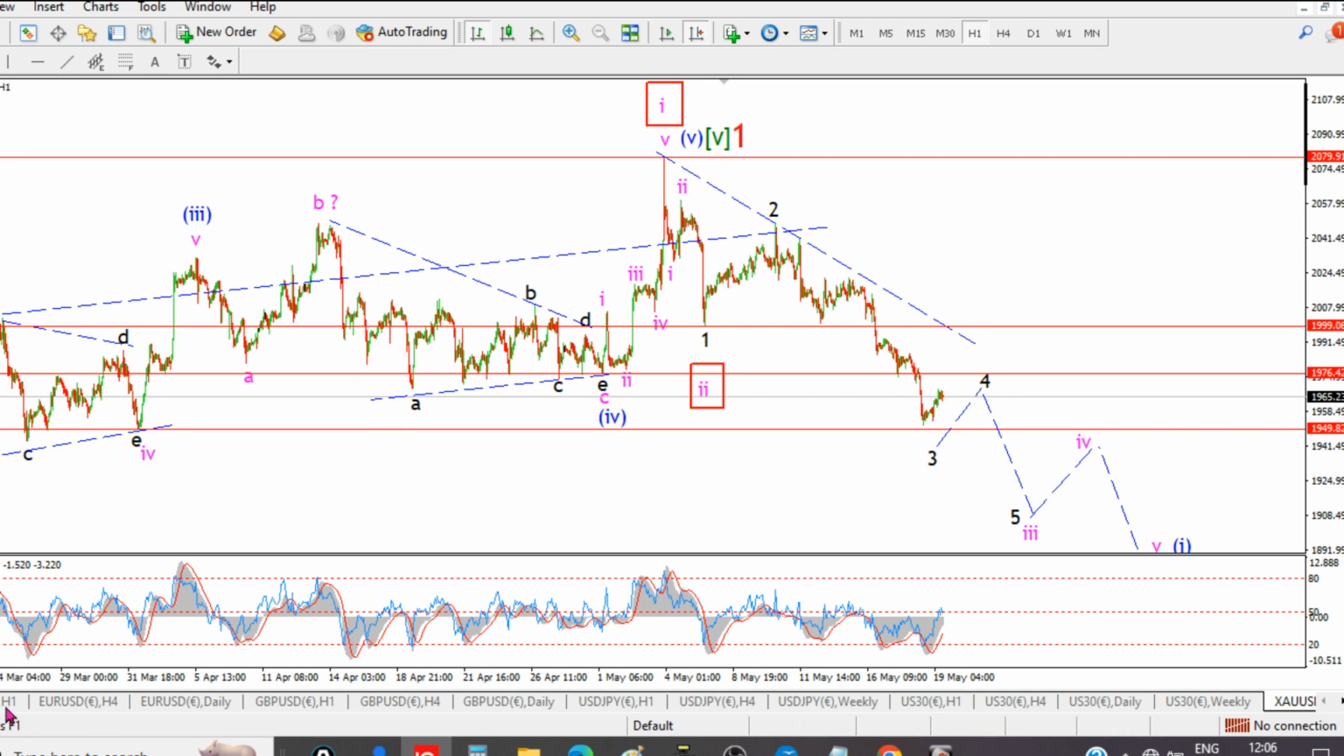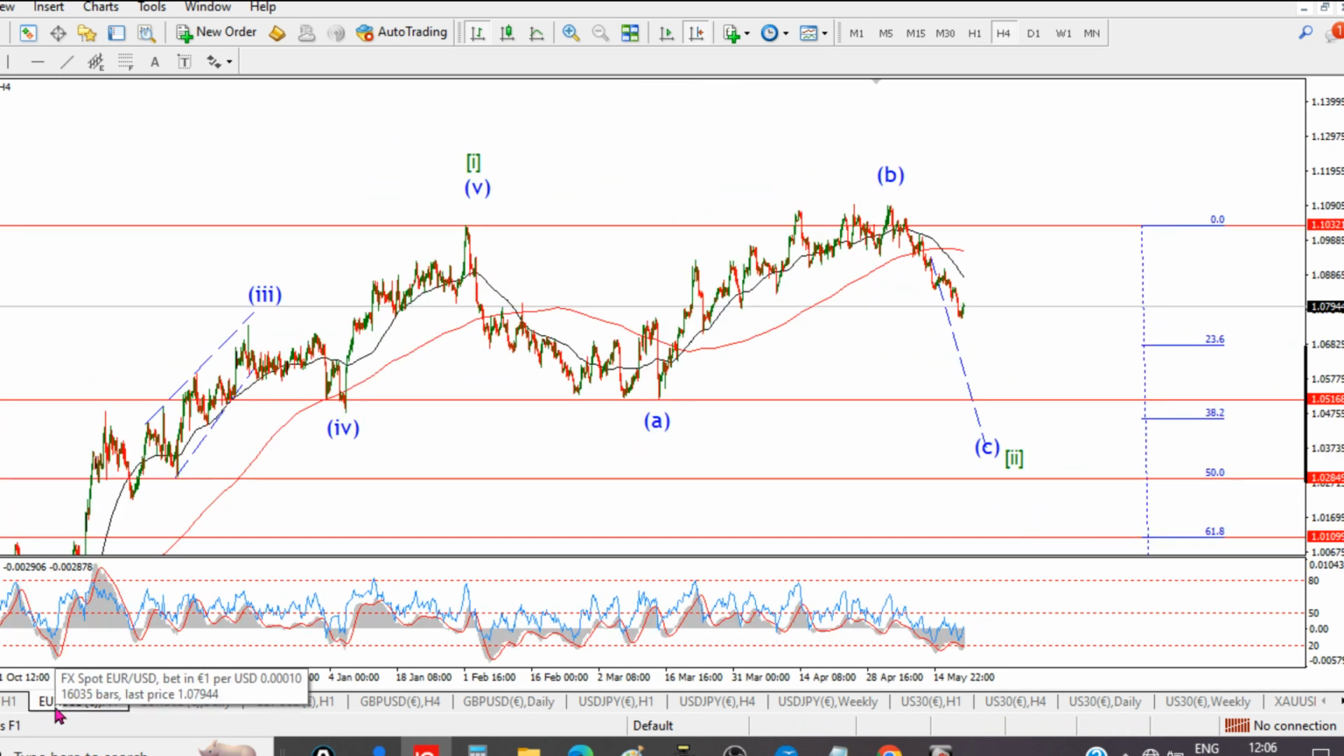Okay. Let's get back here. We'll start with the FX market, the dollar FX market. So finally, after weeks and weeks and weeks of looking for a top to form here, we finally have a turn down into wave C.